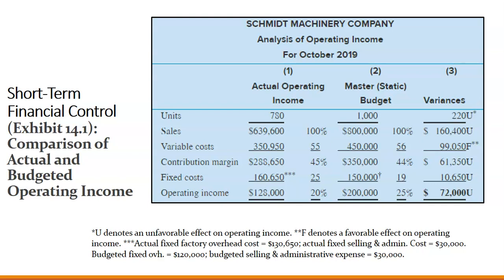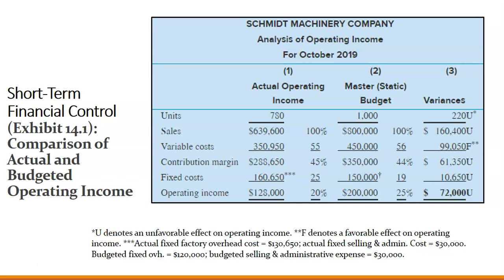So we have our static budget and our actual operating budget, a comparison of our actual and budgeted operating income. We see that we have an overall unfavorable operating income effect, and we have various unfavorable variances. The only favorable variance we have is our total variable costs. We want to know what these different variances are telling us.